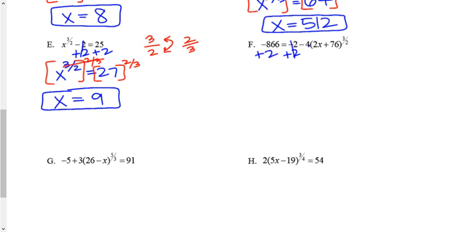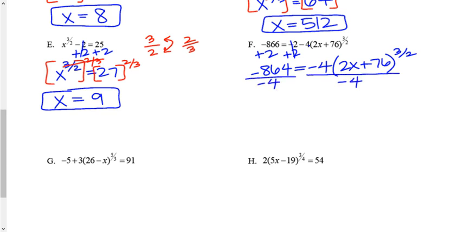-866 plus 2 is -864. Let's check that. Yeah, -864 equals, and then I still have my -4 times, in parentheses, 2x plus 76 to the power of 3 over 2. Now I'll divide both sides by -4. That will cancel on the right. On the left side, I get 216. On the right side, I still just get my parentheses to the power of 3 over 2.